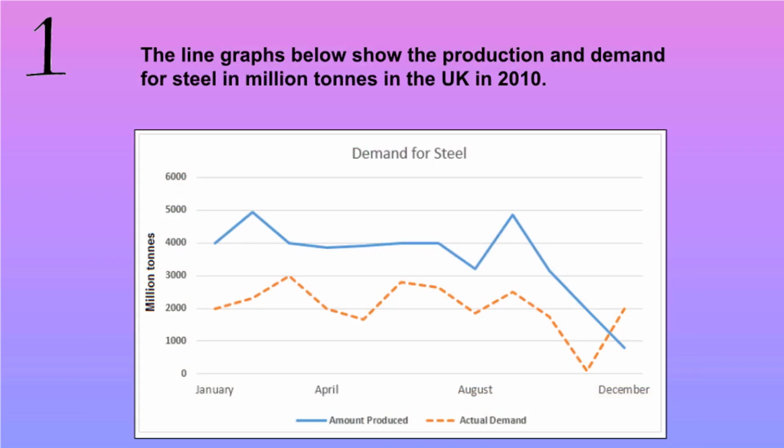Let us begin with the first sample. You should spend about 20 minutes on this task. The line graphs below show the production and demand for steel in million tons in the UK in 2010. Summarize the information by selecting and reporting the main features, and make comparisons where relevant. You should write at least 150 words. Pause the video and write your own response, then see our response.